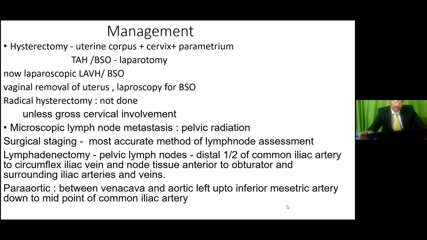Coming to the lymphadenectomy, we go for lymphadenectomy of the pelvic lymph nodes from the distal half of the common iliac artery to the circumflex iliac vein, and the node and tissue anterior to the obturator and surrounding the iliac arteries and veins, and the para-aortic nodes between the vena cava and the aorta, up to the superior mesenteric artery and down to the midpoint of the common iliac artery.